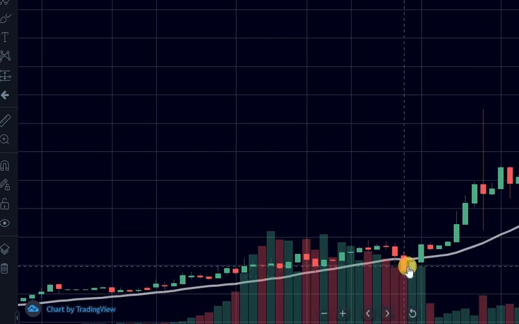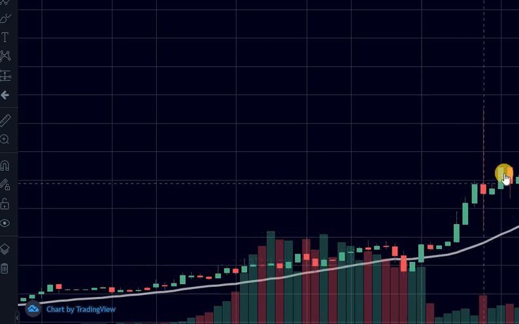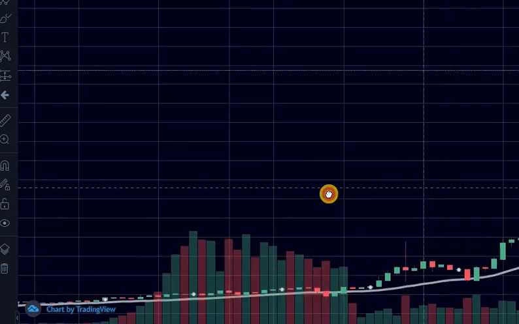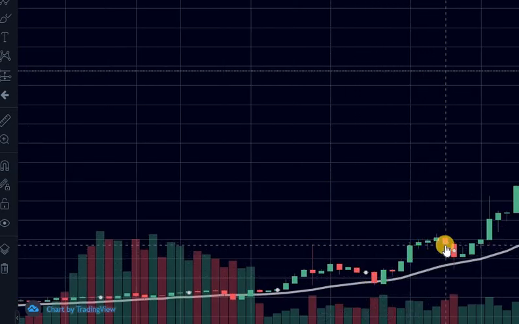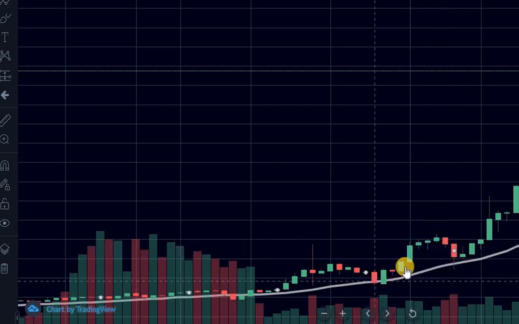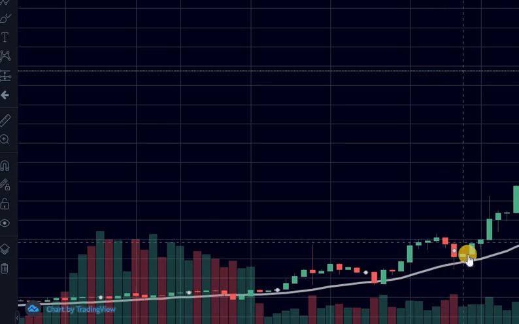As you can see, this is another example. It touches the moving average right here, bounces off from this exact line, and every single time it bounces off. If you go back in time, it bounces off from this moving average. The price always bounces off from this moving average. If you buy every single time it touches this moving average, you would be making a lot of money.